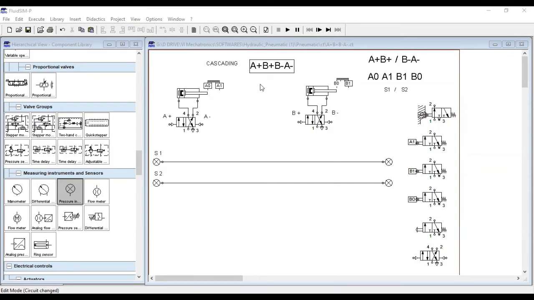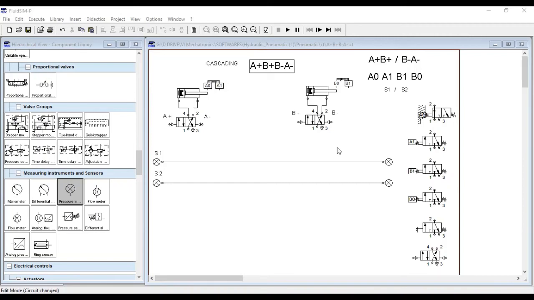This is A plus, B plus, B minus, A minus. Now let's see, this A plus will be done after A0, because A minus will finish when A0 is reached, and after A0 we should start A positive. So now this group, A plus B plus, is powered by supply S1, and B minus A minus is powered by supply S2. So we have these two power supplies.